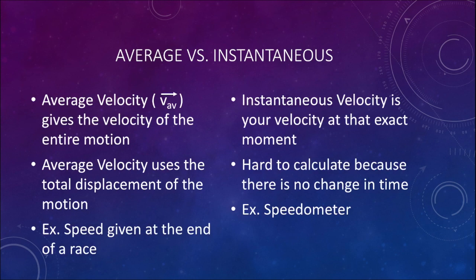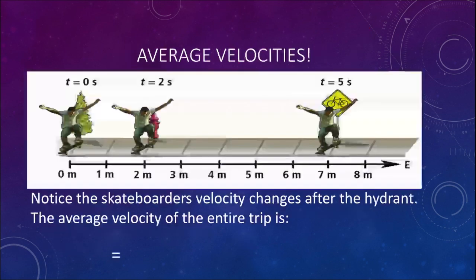To calculate instantaneous velocity, you need to overcome the problem of having a 0 in the denominator of your fraction. To overcome this issue, you must use calculus. For grade 11, we will not be calculating instantaneous. Every velocity we find will always be an average. Let's look at the average velocity.